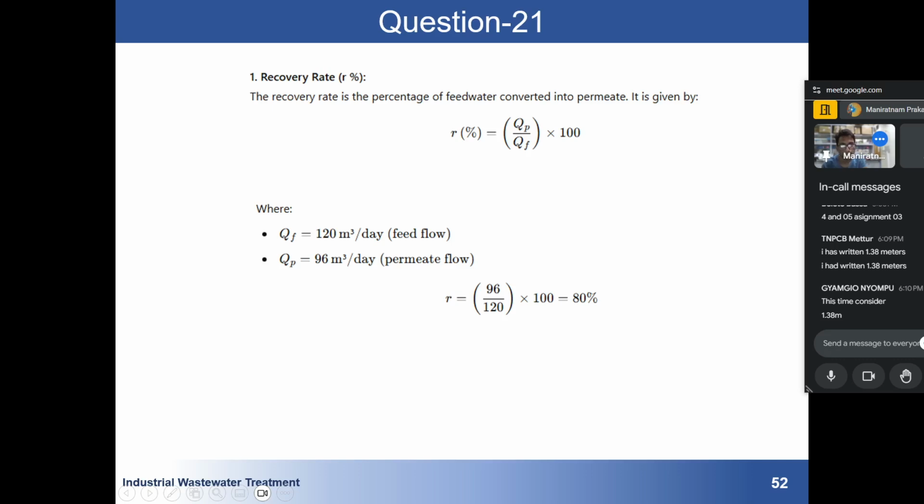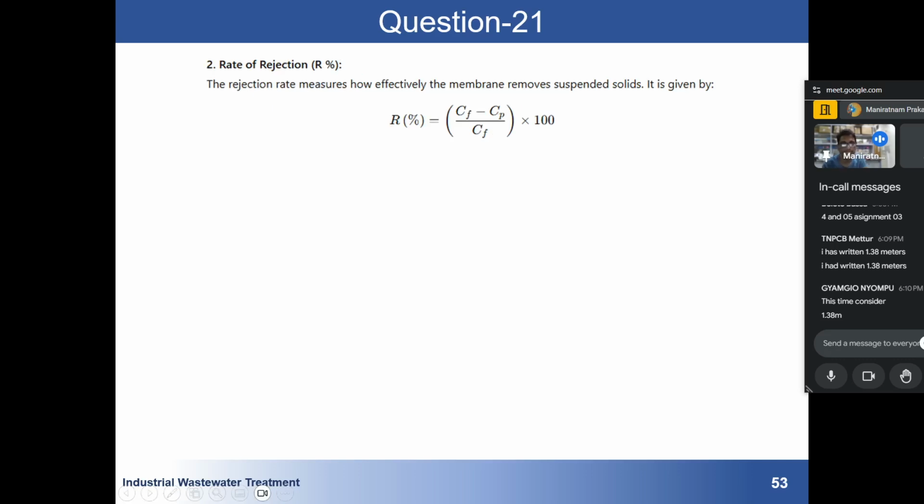Then we have the rejection rate. From my experience over the last 1 year, if your PDF contains 5 numerical questions, 2 or 3 questions will be asked in your assignment, and 2 questions will be asked in your final examination.